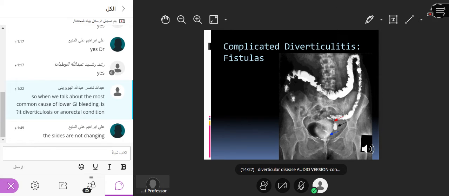You see, colovesical, colovaginal. This may present with fistula formation to surrounding adjacent structures. That can be the ileum, the colon, the bladder, or the vagina. So you may find these, and we discussed those presentations.